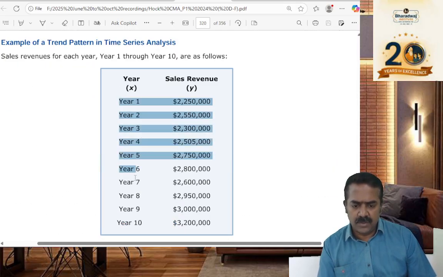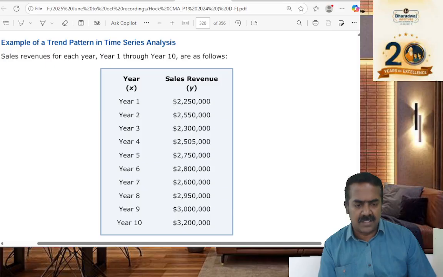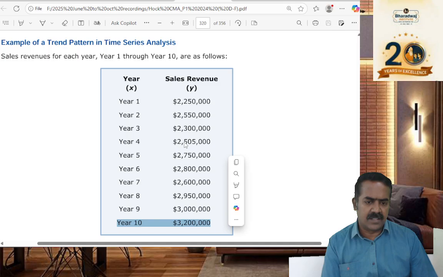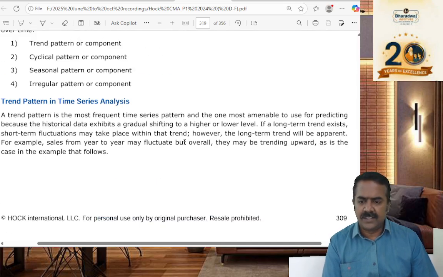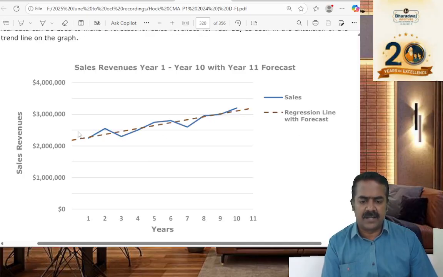Look at this. Year 1 to year 10. Temporarily, there may be ups and downs within the year, but year to year, maybe in year 3 there is a dip. Again, it grows. It grows. There is a dip. It grows. So overall, from year 1 to year 10, is there an increase or decrease? There is an increase. So this we call as which one? Trend pattern.